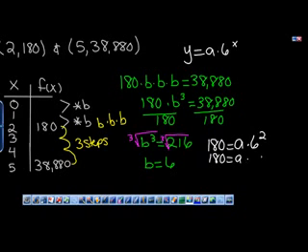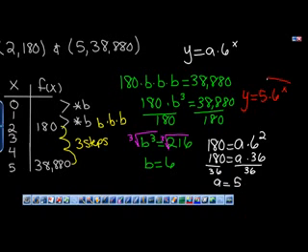180 equals a times 6 squared, which is 36. Divide both sides by 36. We get a equals 5. Our final answer, y equals 5 times 6 to the power of x.